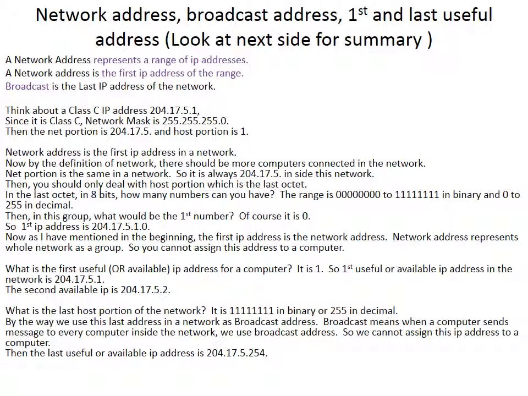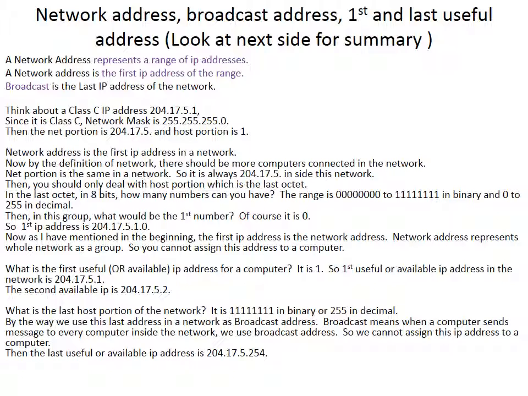Think about a Class C IP address, 204.17.5.1. Since it is Class C, the network mask is 255.255.255.0. Then the net portion is 204.17.5, and the host portion is 1. The network address is the first IP address in a network.